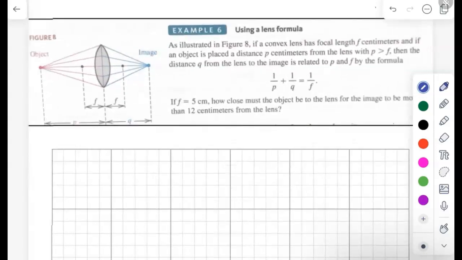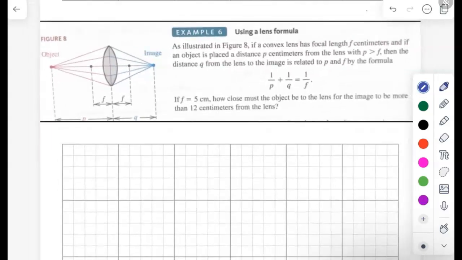As illustrated in Figure 8, if a convex lens has focal length f centimeters, and if an object is placed at a distance p centimeters from the lens with p greater than f, then the distance q from the lens to the image is related to p and f by the following formula. If f is 5 centimeters, how close must the object be to the lens for the image to be more than 12 centimeters from the lens?